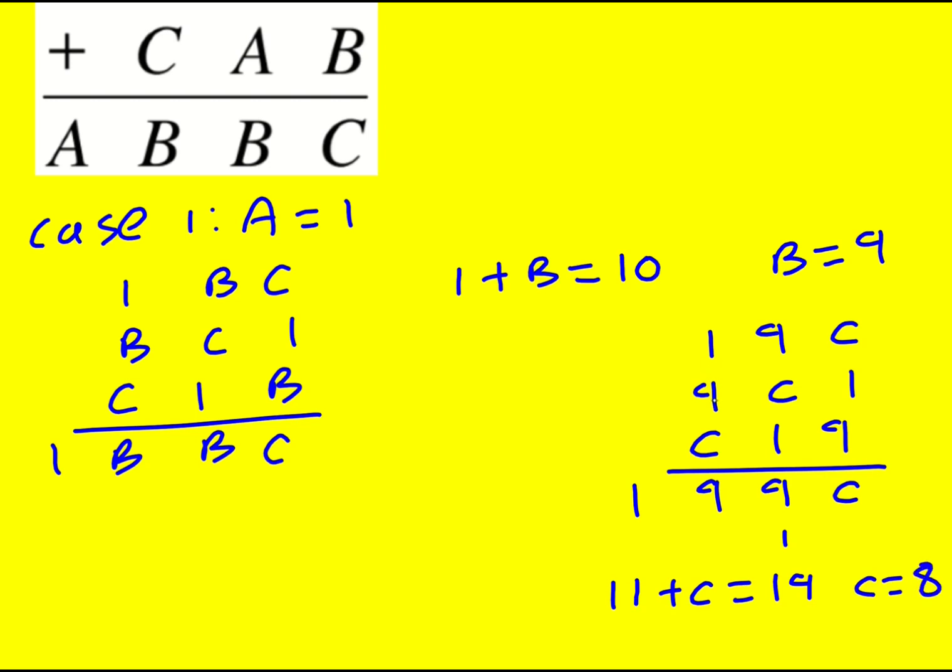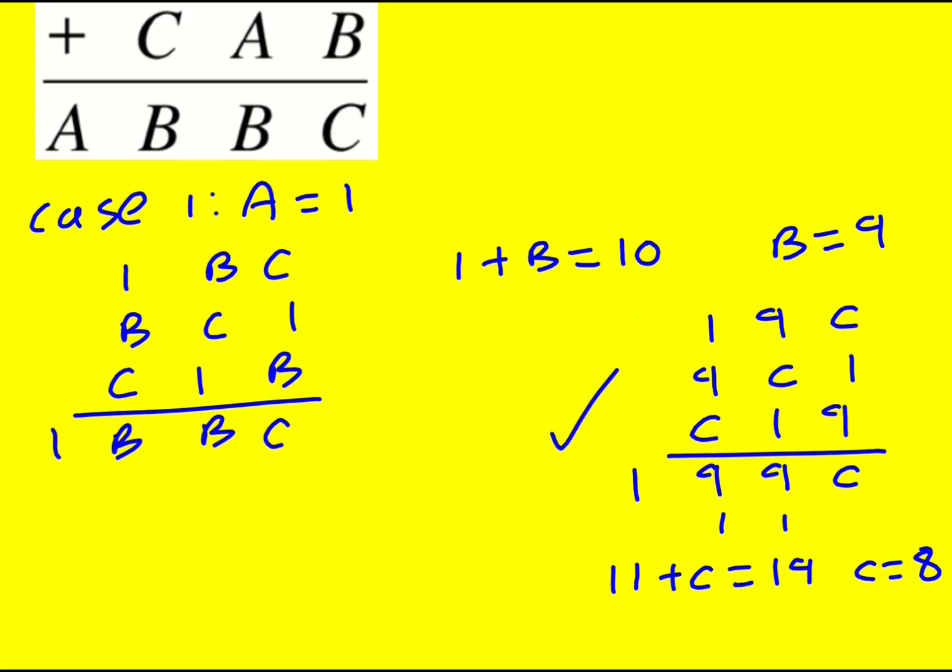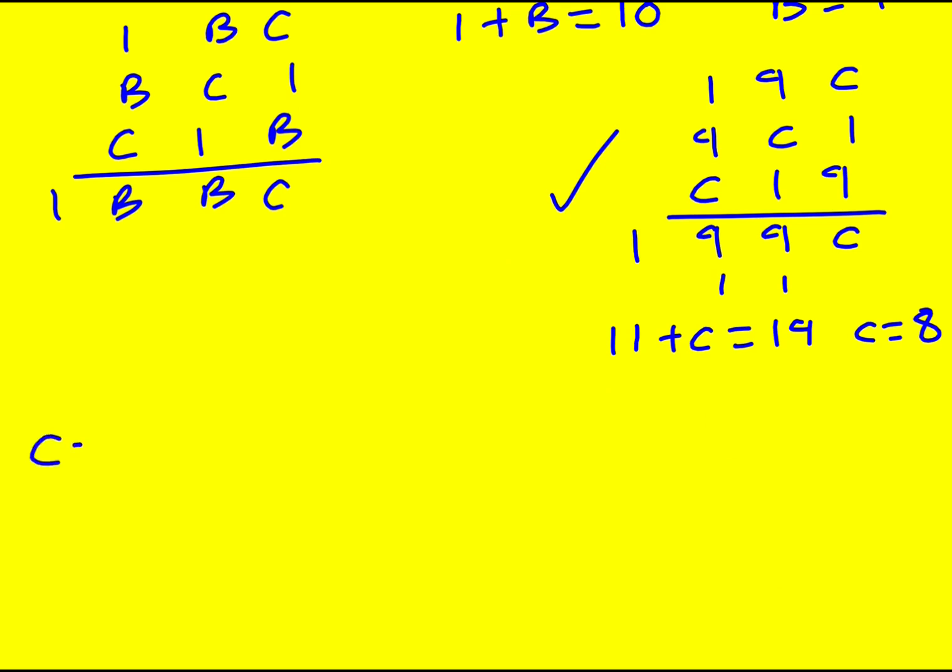It's just a case then of checking that it will work out. So I would carry 1 across here, and I do 10 plus 1 plus 8. That would give 19. So that would check out. And we've managed to get a solution for A equals 1. A little bit clunkier, but it does the job.